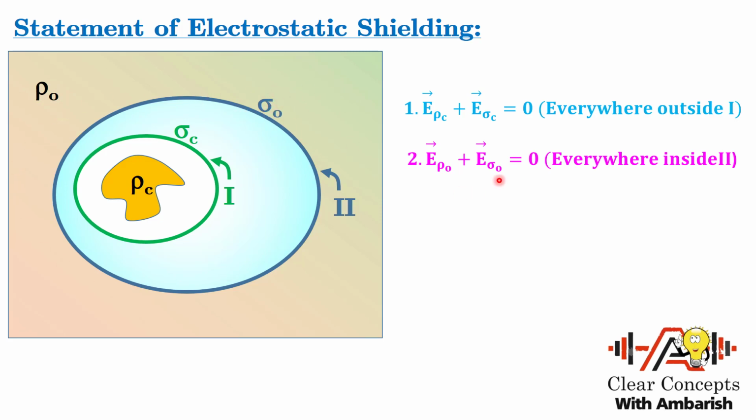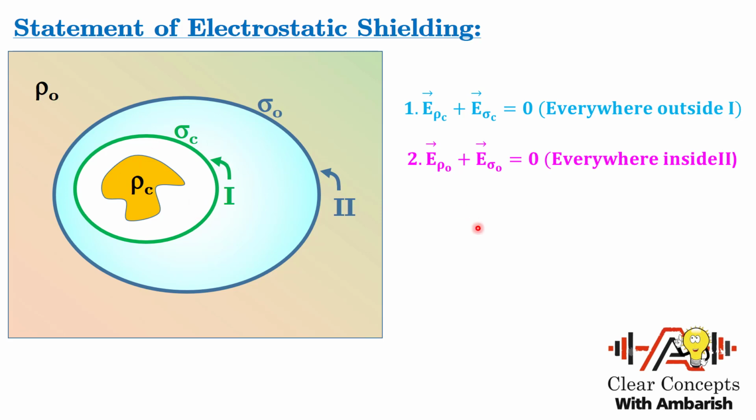But what does this second statement say? That everywhere inside this boundary 2, that is this metal matrix plus the cavity region, in these two regions the combined field of the universe charge density and the conductor's outer surface charge density function, these two fields cancel each other everywhere. In which region? In the region inside the metal, that is the metal matrix plus the cavity. So that's the statement of the electrostatic shielding.